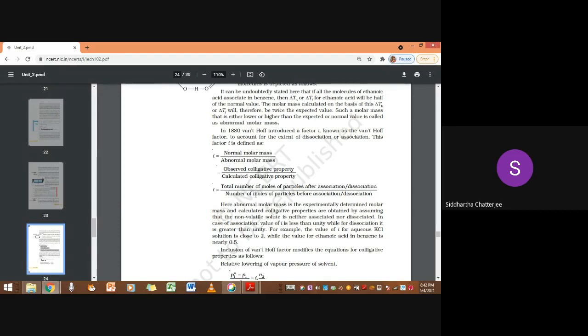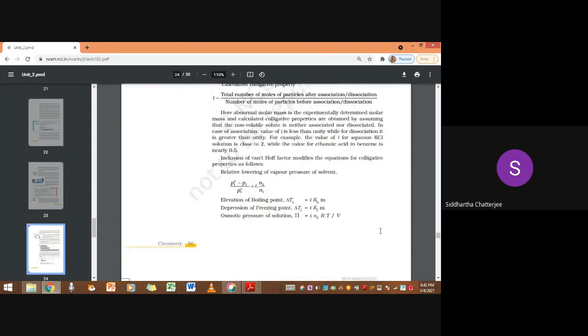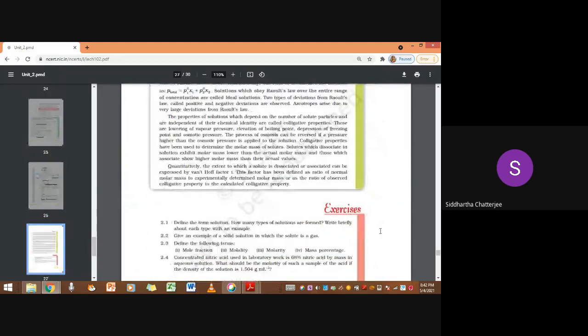Therefore i equals the total number of moles of particles after association or dissociation divided by the number of moles of particles before association or dissociation. That's the way you can write all this. We have already explained that, and you will find a lot of numericals based on this. I think this is going to be the end, and then the summary.